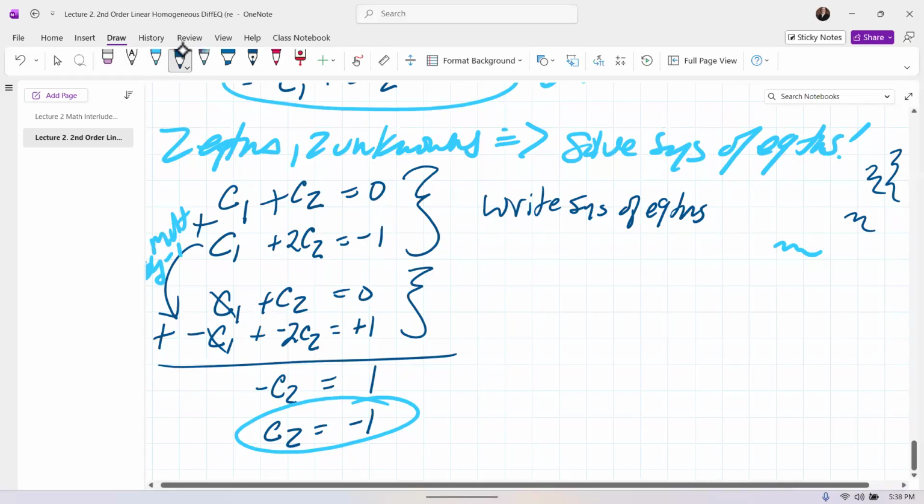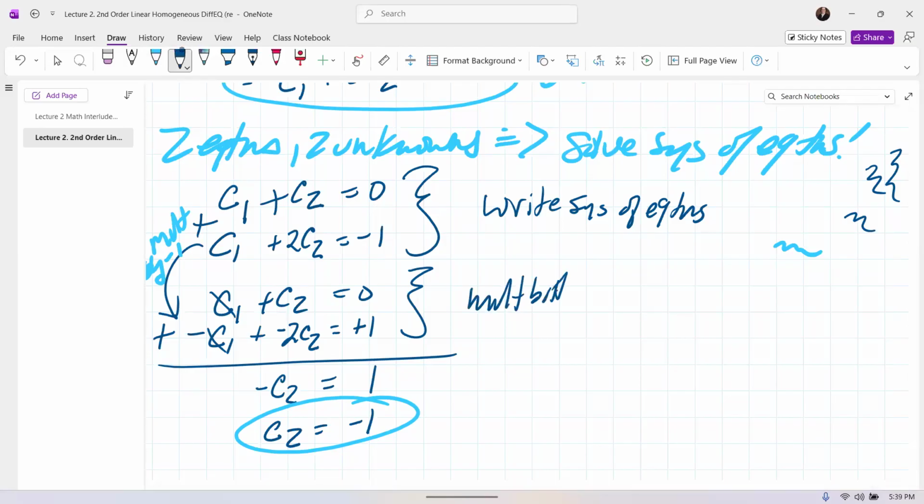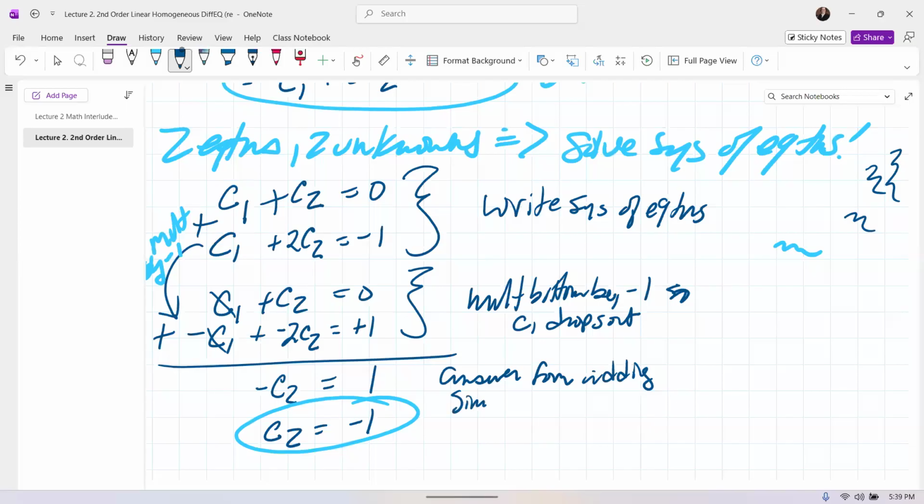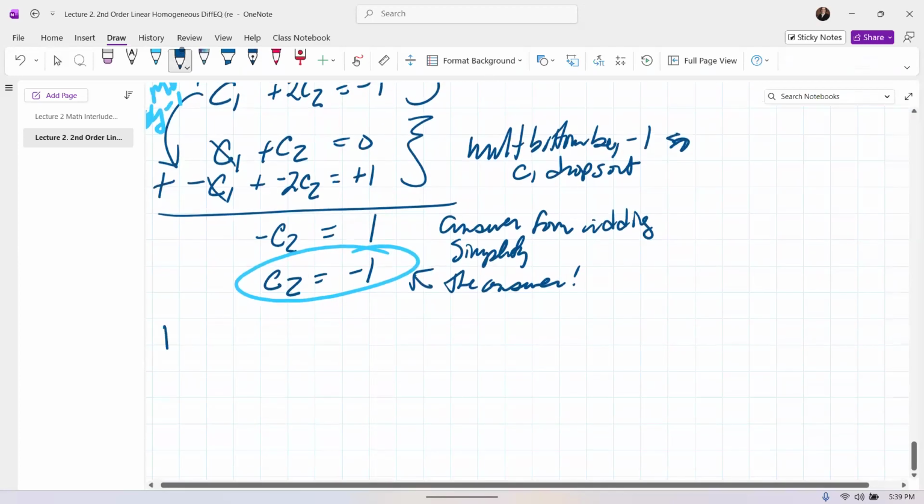Okay, so we have some notations to make here. Multiply by -1, so that C1 drops out. And now we have, this is the answer. Adding, that's the result of this. And now we have, this was just to simplify. And here is the answer. Yay, okay.